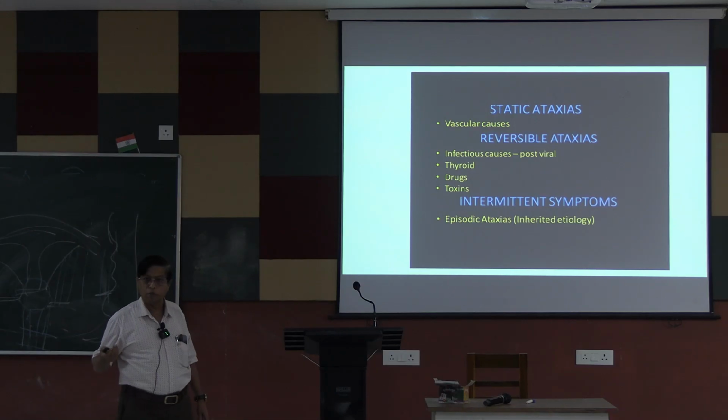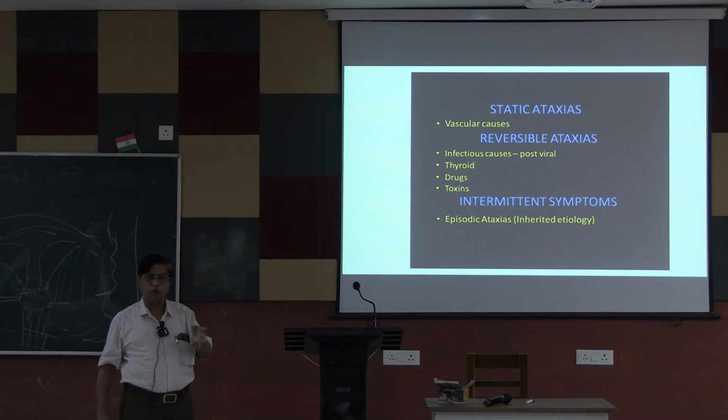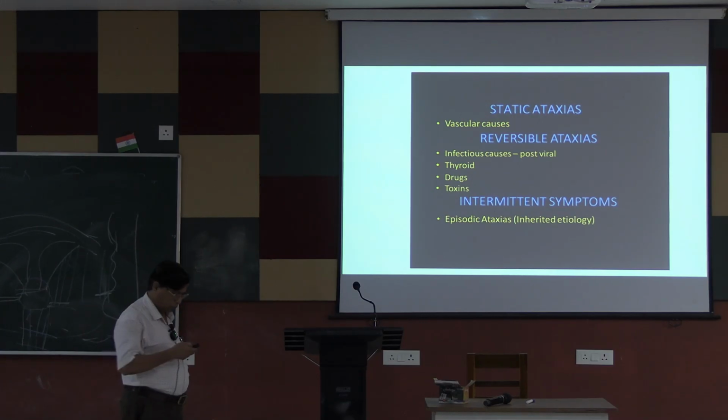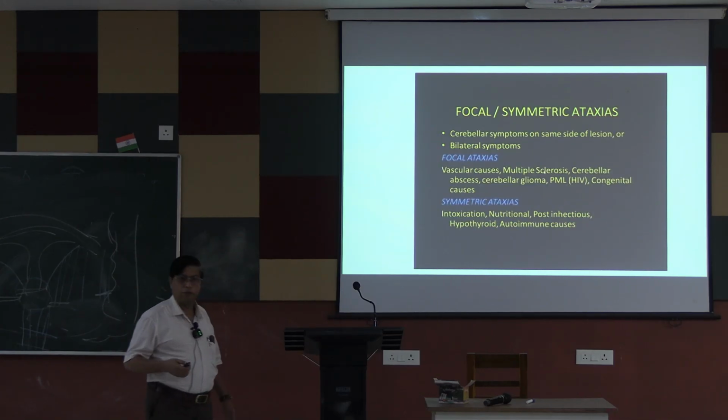Thyrotoxicosis is an important disease. Thyrotoxicosis patients develop this recurrent hypokalemia. Anyway, these are the diseases. But these episodic ataxias are mainly due to hypokalemia and hypocalcemia. They are due to channelopathies. Channelopathies are inherited disorders. Anyway, I have told you it may be focal, may be symmetrical.